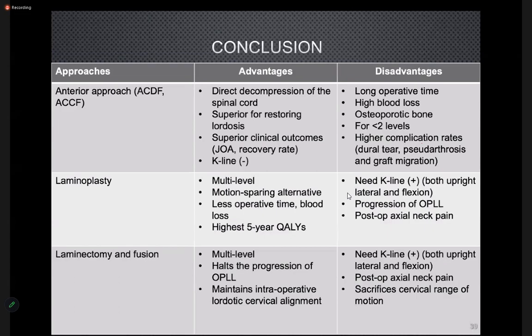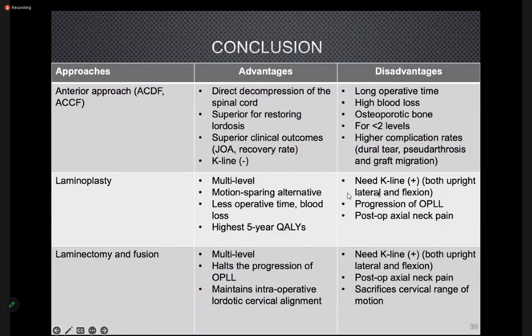But the disadvantages are long operative time, high blood loss, especially for ACCF, and some difficulty for the patient with osteoporotic bone, and we only often use it for less than 3 levels of OPL, with a higher complication rate in many studies. Laminoplasty has the advantages that it can be used for multiple levels, is a motion-sparing alternative, has less operating time and blood loss, and in many studies this method had the highest 5-year quality of life.